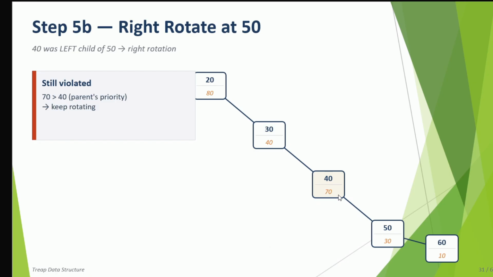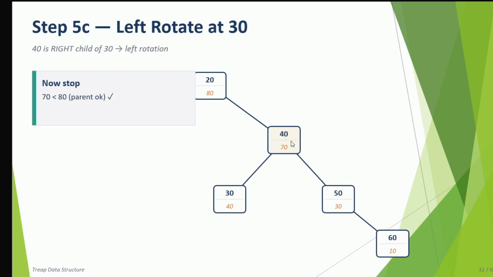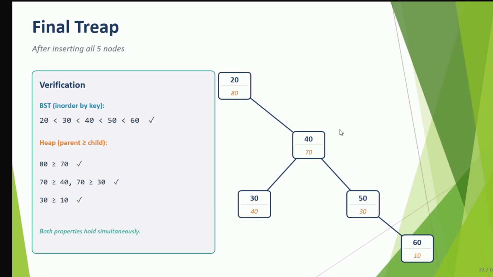40's child 50 has less priority value than 40, but its parent 30 has less priority value than its child 40. So we need to perform a left rotation here so that 40 takes 30's place and 30 becomes the left child of 40. So after performing left rotation, our TREAP looks like this. So this is our final heap. This TREAP maintains the BST properties and the heap properties both.